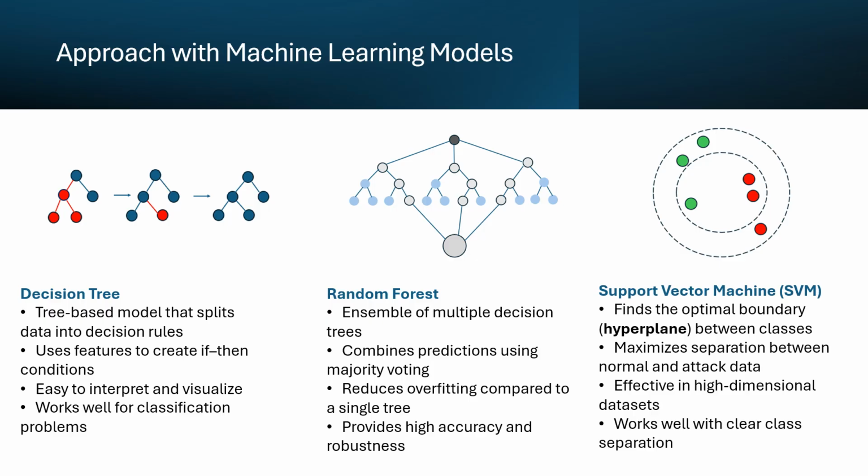Finally, k-nearest neighbors is a distance-based method that classifies data based on the closest data points in the feature space. It is simple and intuitive, relying on similarity between observations. Together, these models provide a comprehensive evaluation of different classification strategies for intrusion detection.